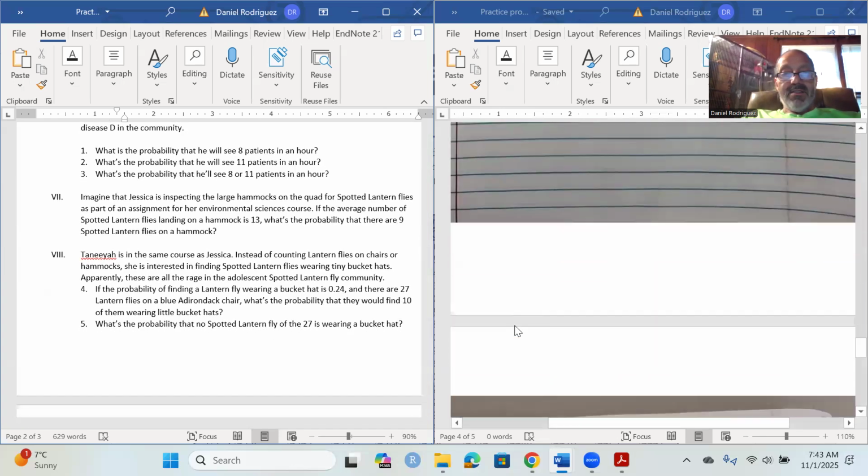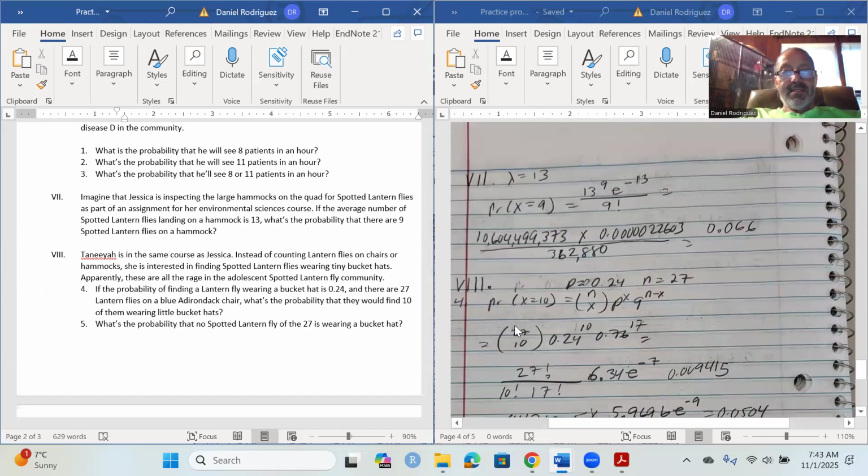Number 7. Now this is where I start getting creative because I know it's lanternfly season. Imagine that Jessica is inspecting the large hammocks on the quad for spotted lanternflies as part of an assignment for her environmental sciences course. If the average number of spotted lanternflies landing on the hammock is 13, okay, the average number is 13.